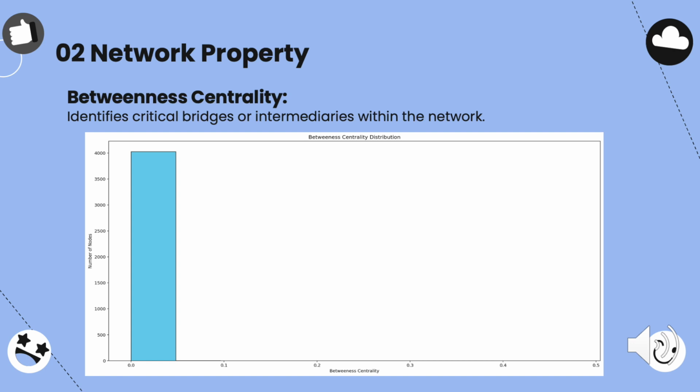Also, networks with a few highly central nodes often exhibit scale-free properties. In such networks, the majority of nodes are not well connected, but there are some hub nodes with an exceptionally high number of connections that dominate the network structure.